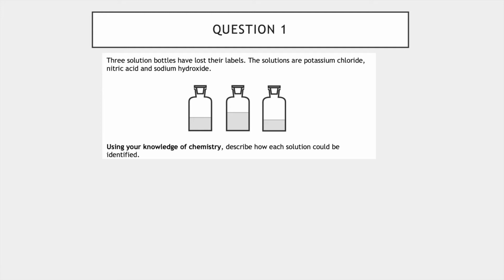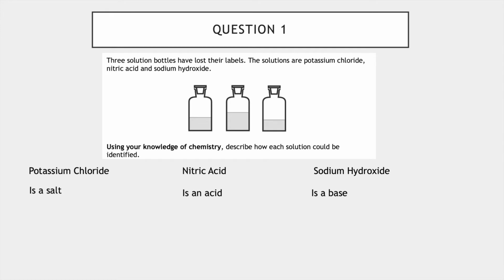So first things first, we should have a look and get some little labels ready. So we'll start off with potassium chloride, nitric acid and sodium hydroxide. So let's have a look and see if we know anything about any of these. So nitric acid is an acid, sodium hydroxide is a base, and then finally potassium chloride is a salt. So we can add them to universal indicator.